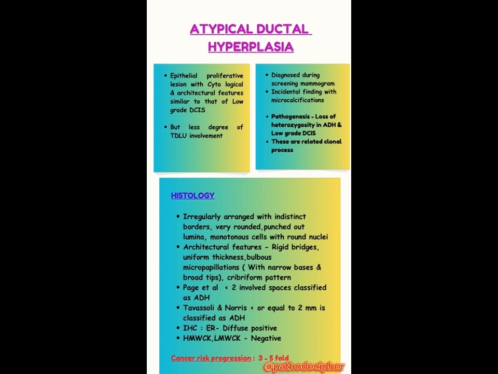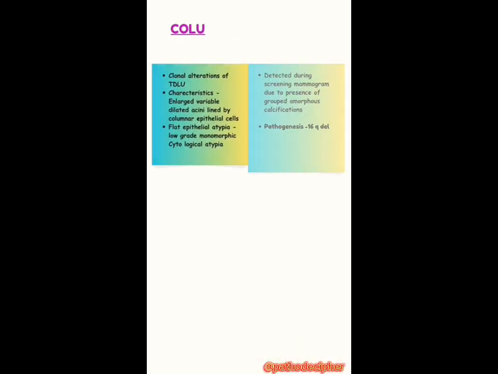IHC wise, ER will show diffuse positivity and cytokeratin will show negativity. What is the cancer risk progression? A 3 to 5-fold rise in cancer risk progression.